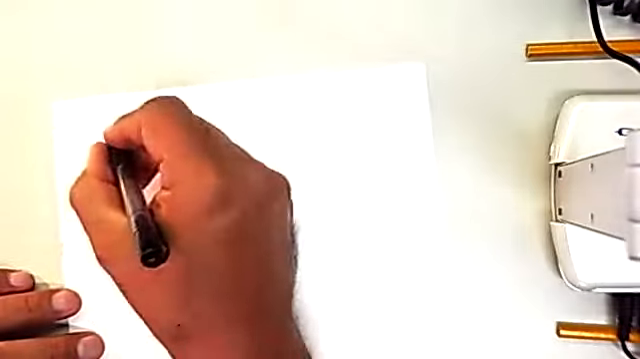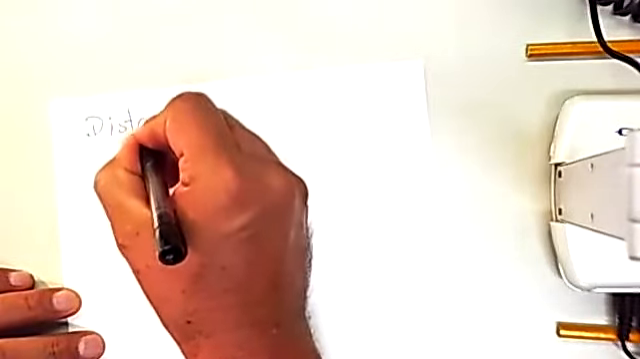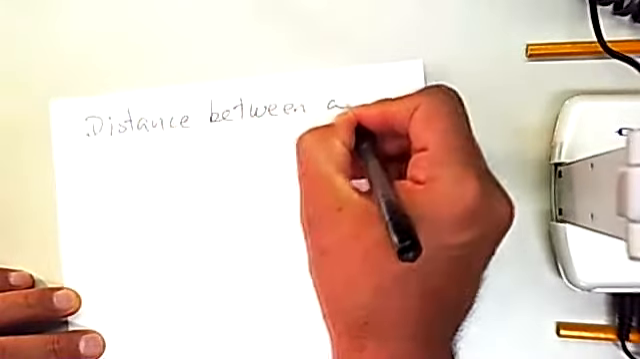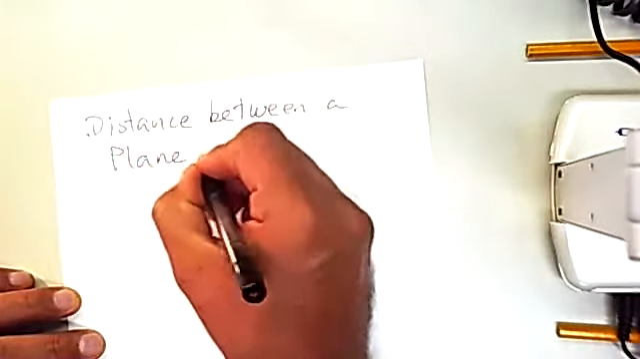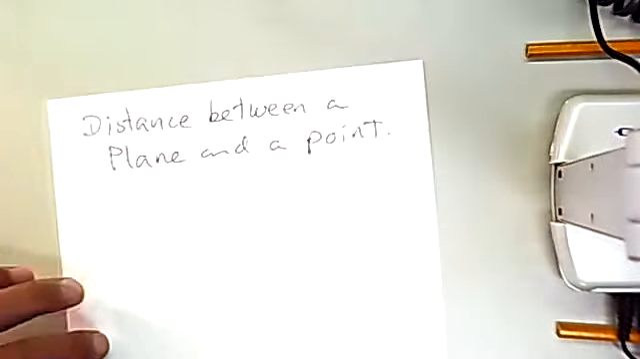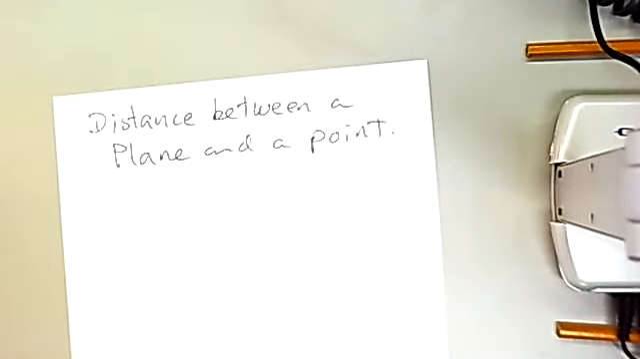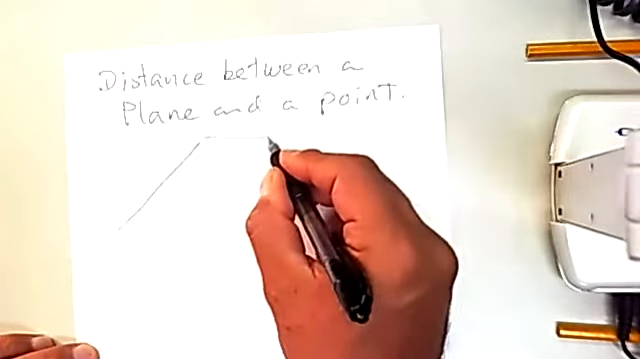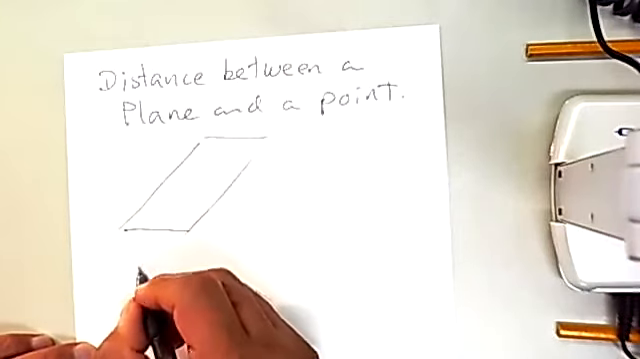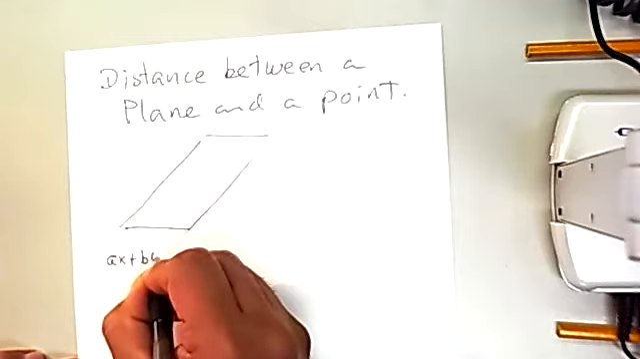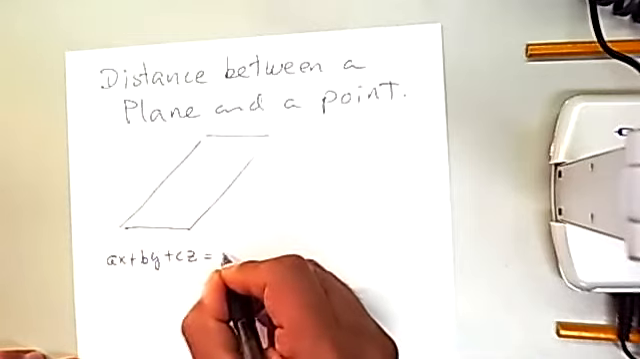Let's talk about the distance between a plane and a point. It is handy to figure out this distance. So pretend you have a generic plane with equation ax plus by plus cz equal d.